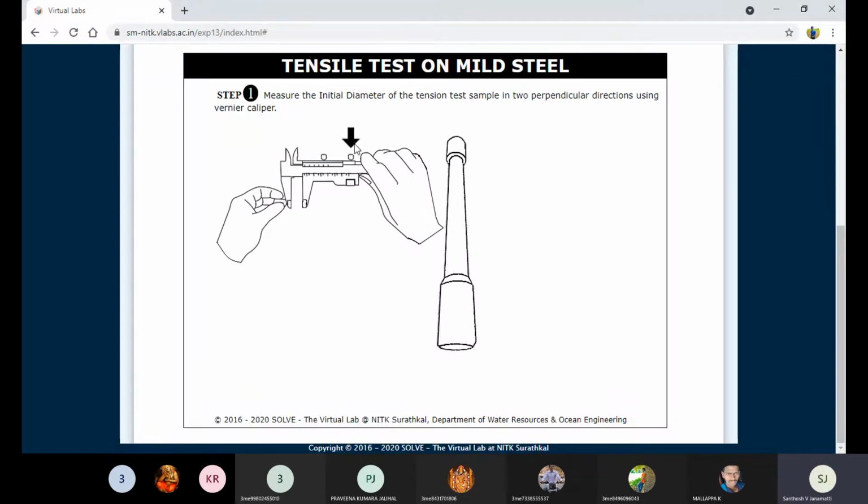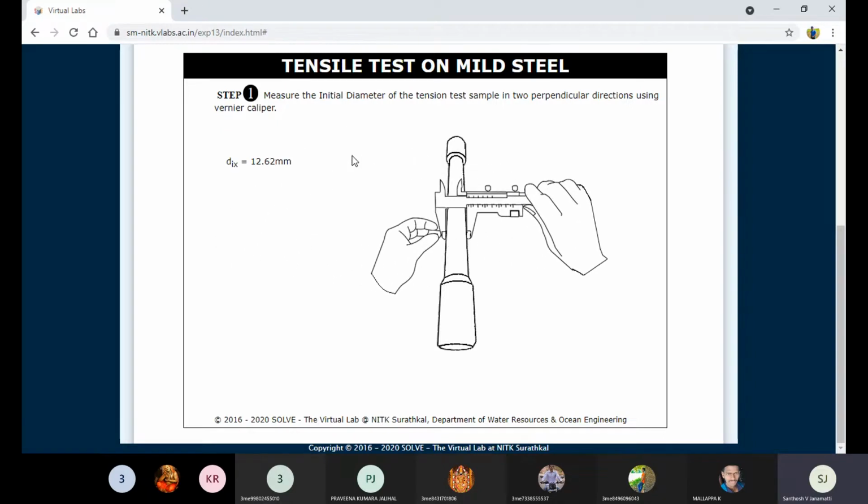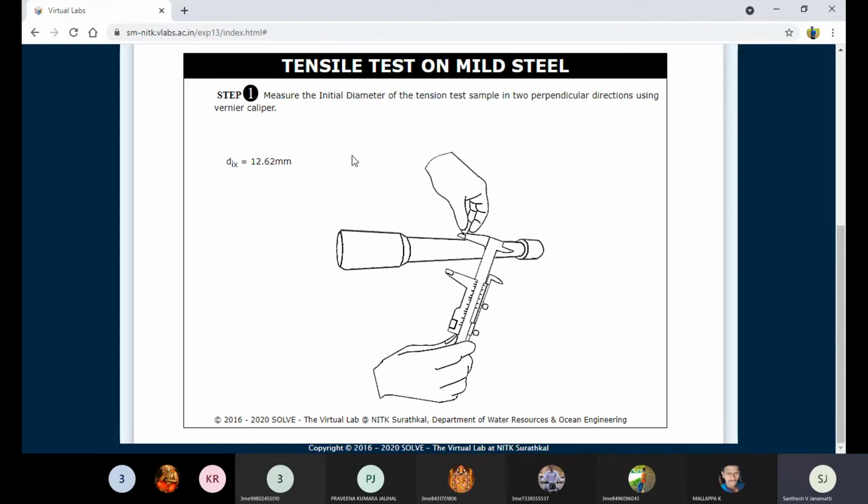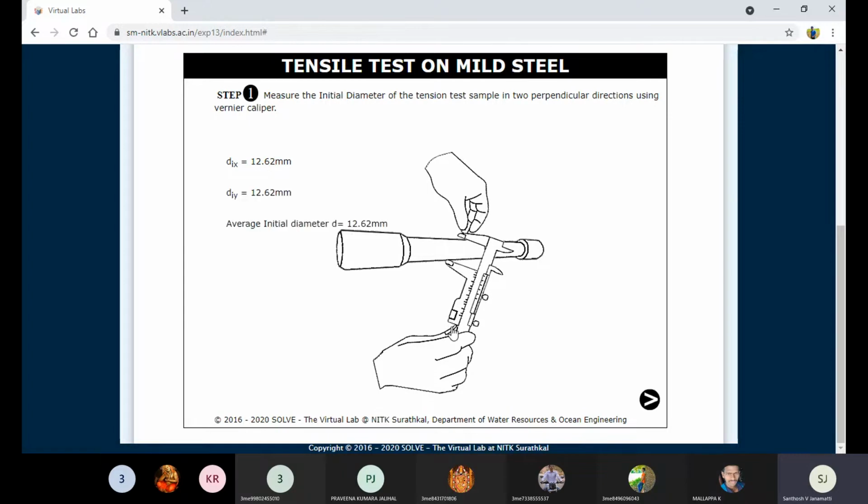So once I click on that indication, what happens? Let's observe. See, now I'm clicking. See, he's measuring the diameter of the sample. The outer diameter is around 12.62 mm. Now I click on the button here. The average initial diameter is around 12.62.